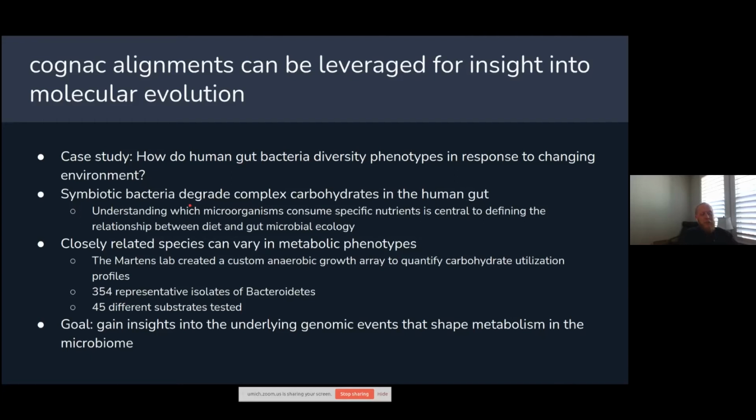So if you are unfamiliar with the microbiome as a whole, there are symbiotic bacteria that live in your gut, and these are actually responsible for a majority of the digestion of metabolites generally, but specifically complex carbohydrates are of interest here. And they had measured the ability of a data set of over 350 bacteria to grow on 45 different metabolites. And they noticed that very closely related bacteria can have really different metabolic profiles with respect to their metabolism. So they came to us to see if we could identify specific genomic events that may have helped shape their metabolism and how these events were happening.